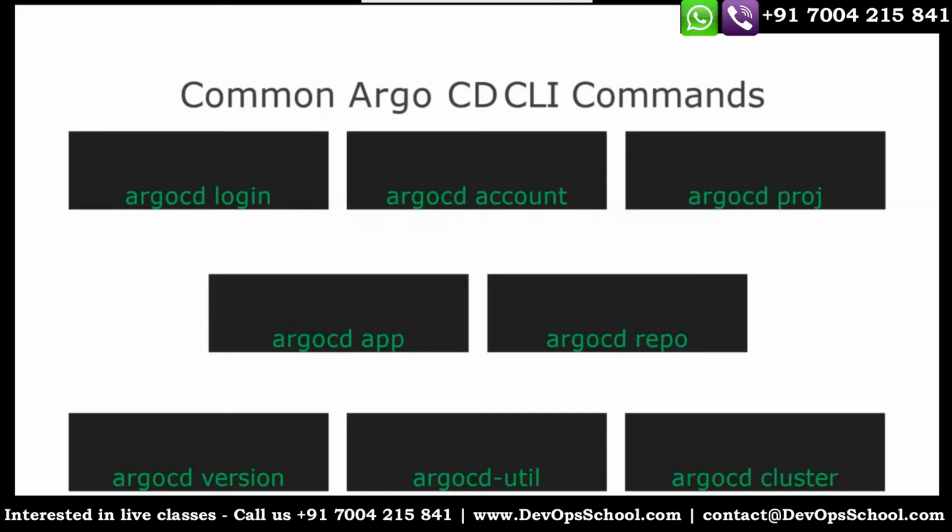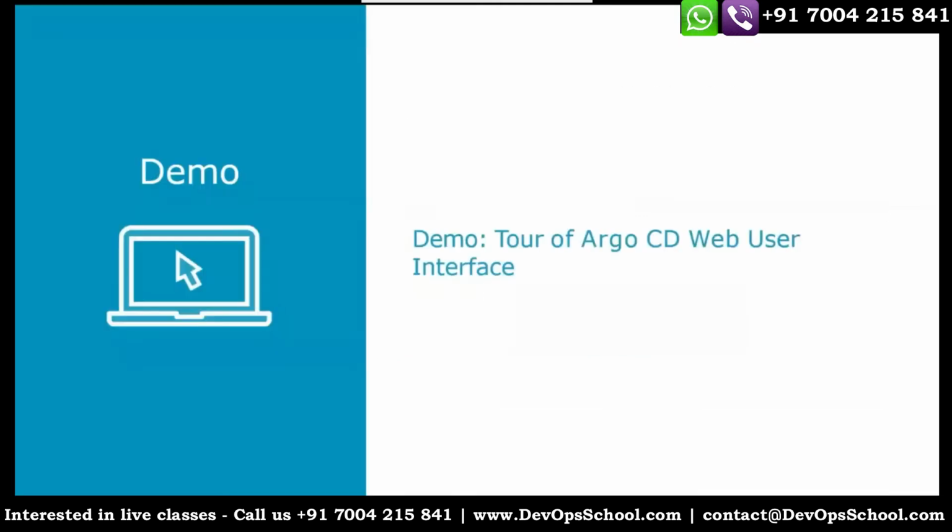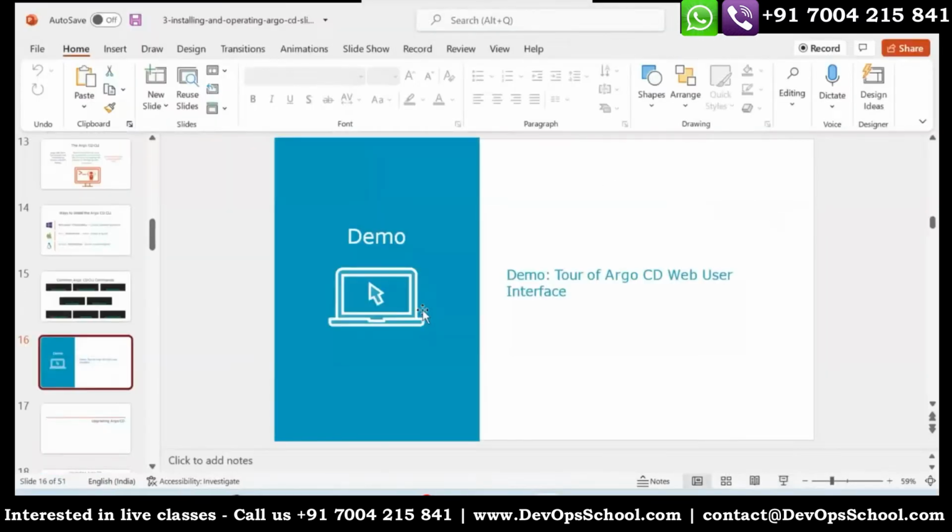Now, common Argo CD CLI commands. If you want to log in, there is argocd login. If you want to see the accounts information, account, project information, app information, repo information, version, utils, and cluster. All these will run for the sessions and things like that. Okay, so before going further, let's get into the demo.